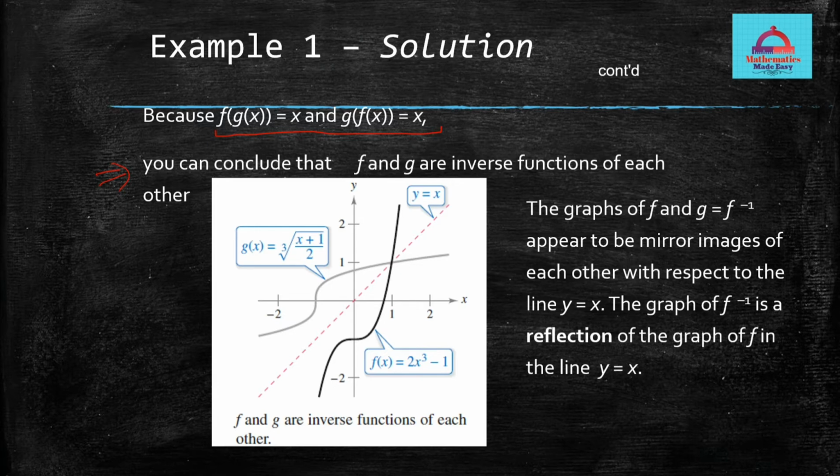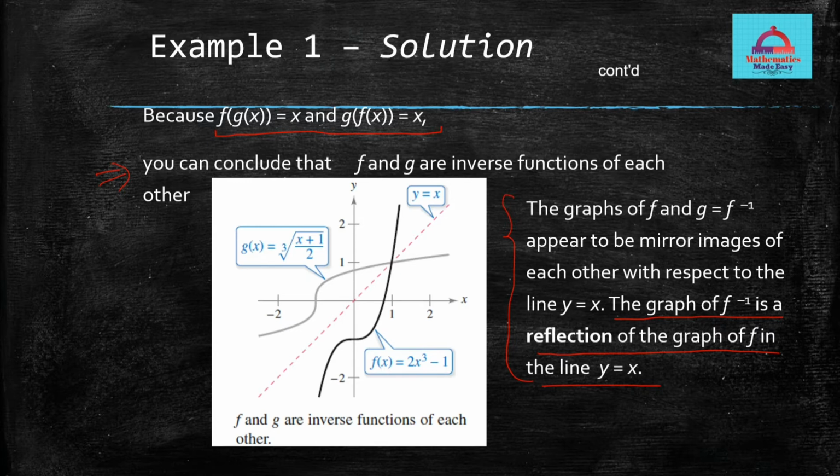And I'm sure looking at the graph, you have really observed that the graph of f and its inverse g are mirror images of each other with respect to this line y equal to x. Or you can say y equal to x is acting as a mirror for the graph and its inverse. So what we can conclude from the graph is that the graph of f inverse is a reflection of the graph of f through the line y equal to x.